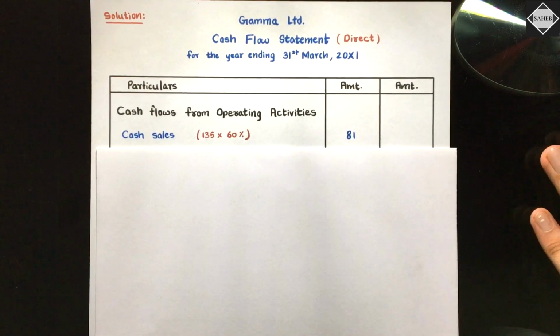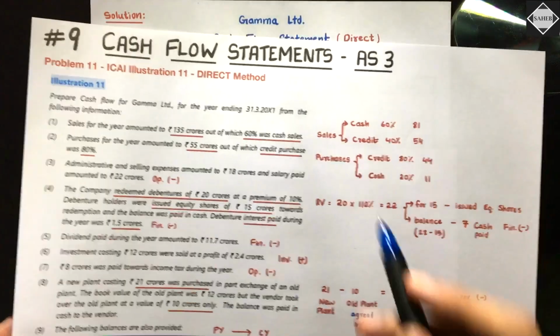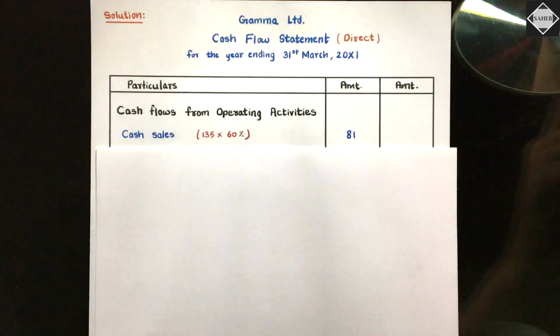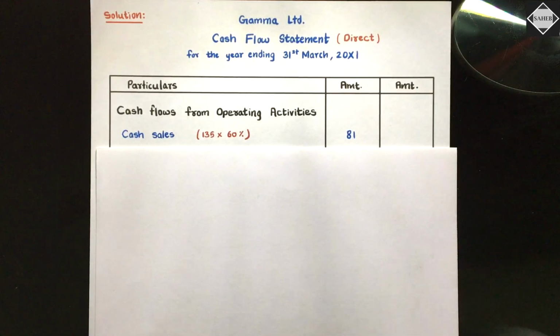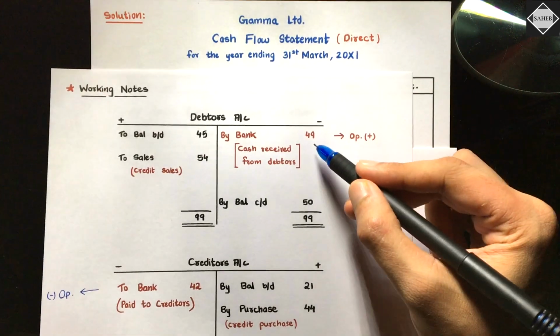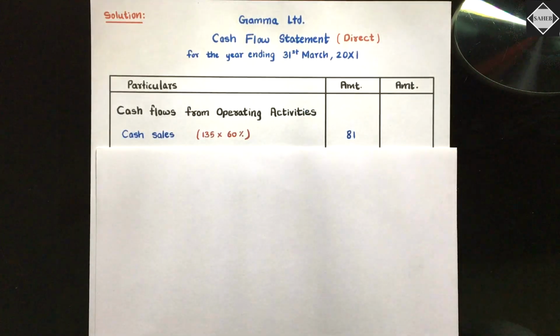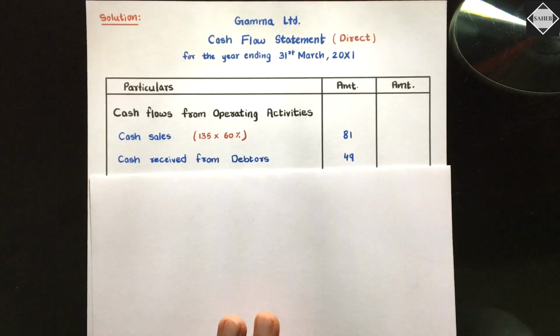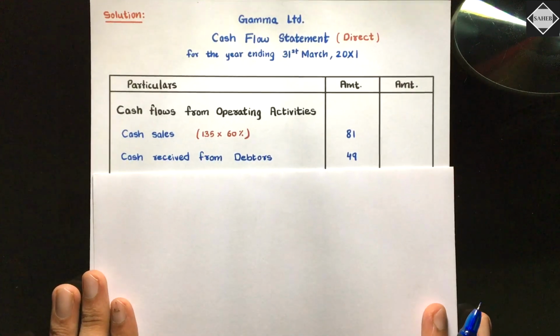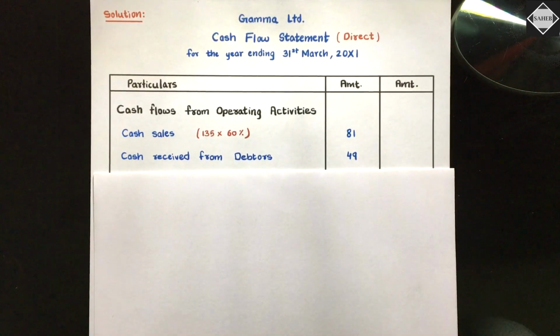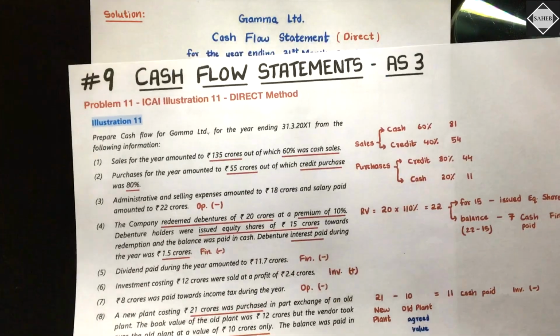Next, what do we have? Sales only. They said credit sales. So for that, what did we do? We found out how much cash we have received from debtors. It was 49. So just take that over here, 49 crores. Cash receipt from debtors, 49 crores. Is it clear? Simple.